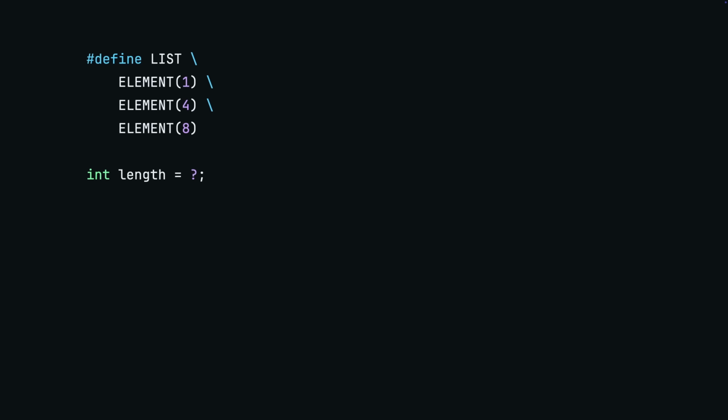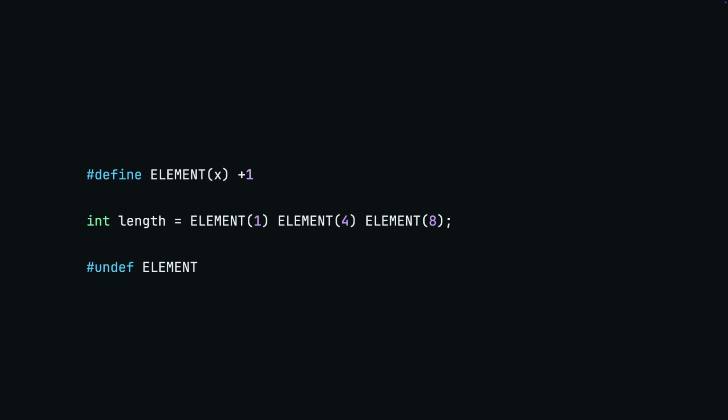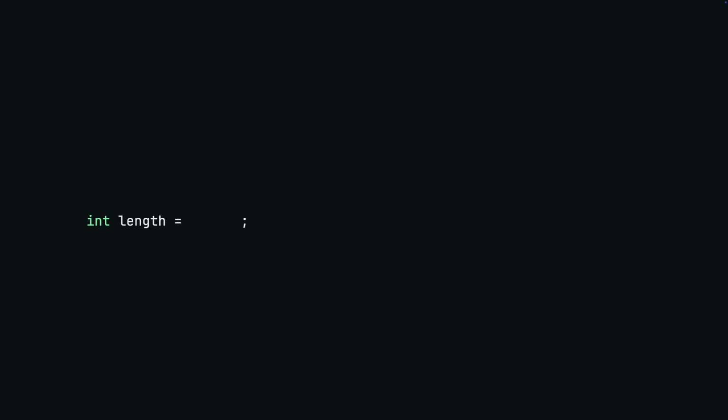For example, how do you think you would calculate the length of your array? I'll give you a second to pause and think about it. We can assign each element to be +1. Then, list becomes a sequence of +1s equal to the length of our list. And again, the compiler has a very easy time optimizing this, so it ends up being equivalent to just setting the length equal to 3 after compiling.